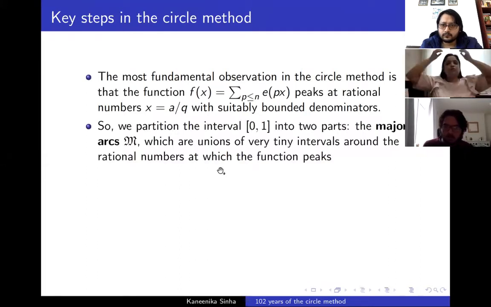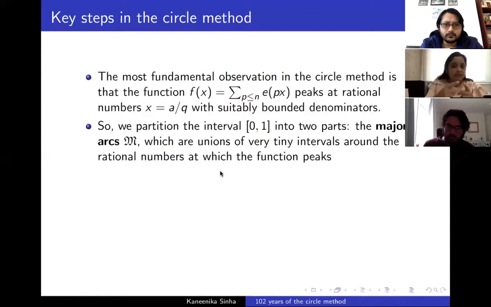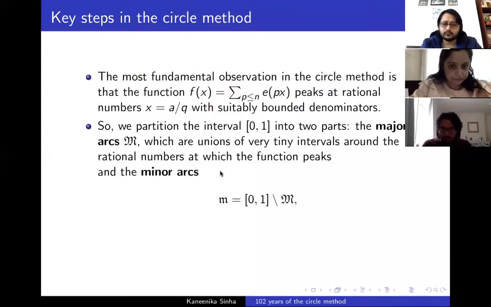What we need to do is take the interval 0 to 1 and partition it into two parts. The first part is where the function is expected to take very high values, and the other part is where it will take relatively smaller values. The part where you expect very high values is called the major arcs. Major arcs are unions of very tiny intervals around the rational numbers at which the function peaks. The minor arcs are simply what remains when you remove the major arcs from the unit interval 0 to 1.